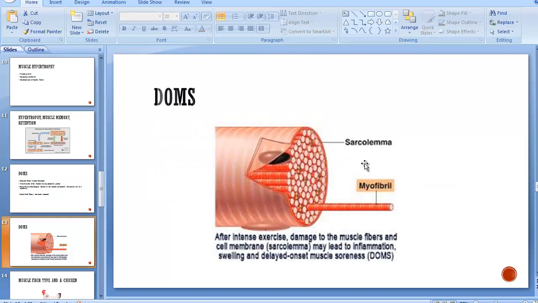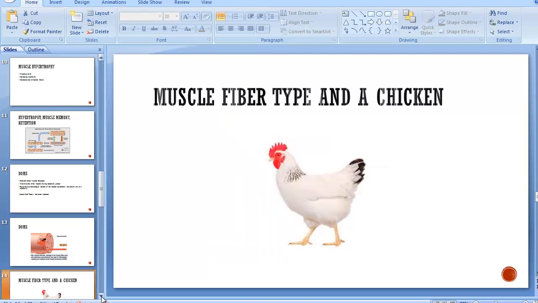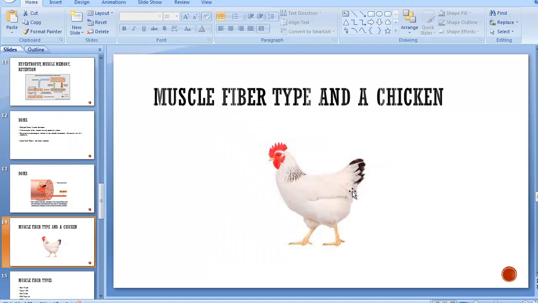So here's a better picture of it. These little myofibrils that make up the muscle fiber get these little tears and ruptures in them. And as those heal, growth starts to occur, and the muscle fiber itself will start to get thicker and thicker and thicker. So now let's get into muscle fiber type.